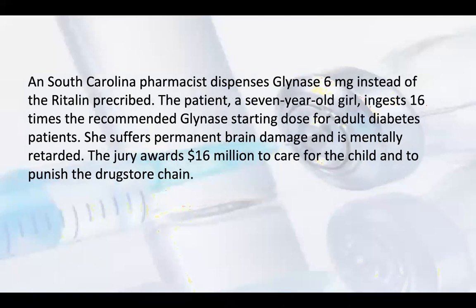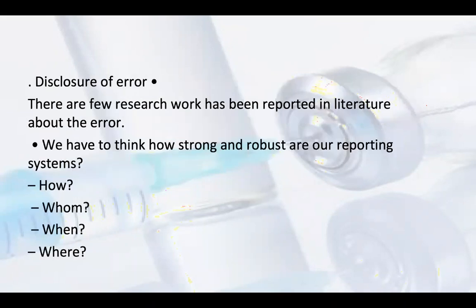A South Carolina pharmacist dispenses Glynase 6 milligram instead of the Ritalin prescribed. The patient, a 7-year-old girl, ingests 16 times the recommended Glynase starting dose for an adult diabetes patient. She suffers permanent brain damage and is mentally retarded. The jury awarded 60 million to care for the child and to punish the drugstore chain.